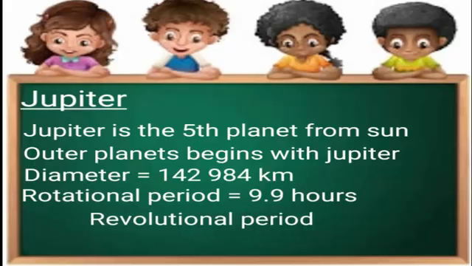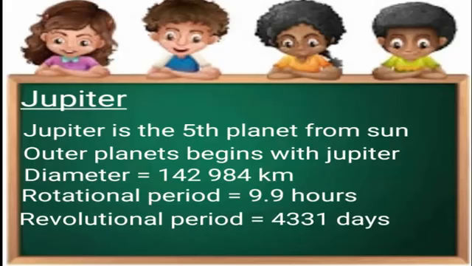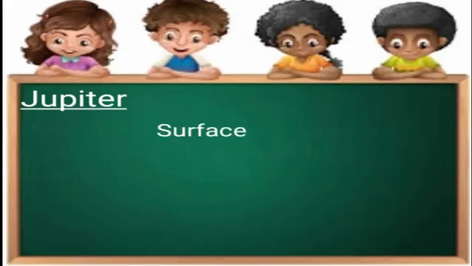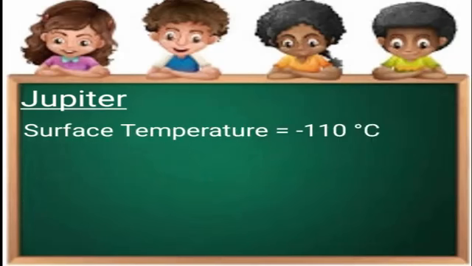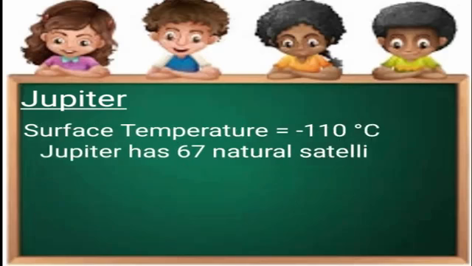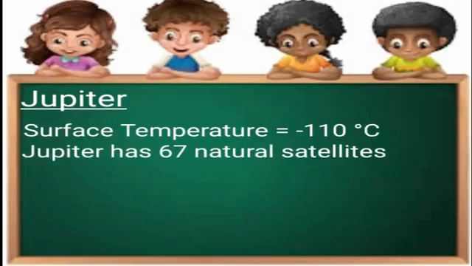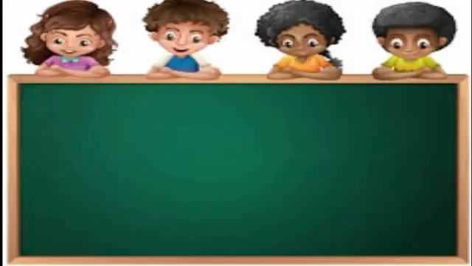Revolutional period of Jupiter is 4,331 days. Temperature of surface of Jupiter is -110 Celsius. Jupiter has the largest number of natural satellites. It has 67 natural satellites.